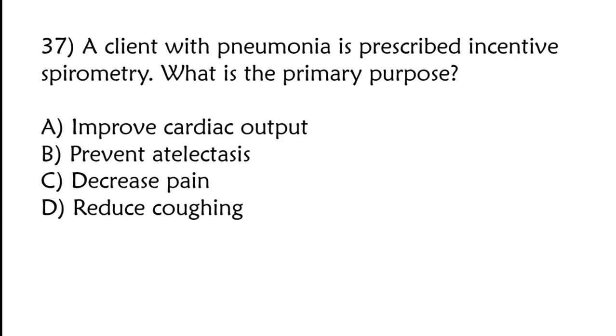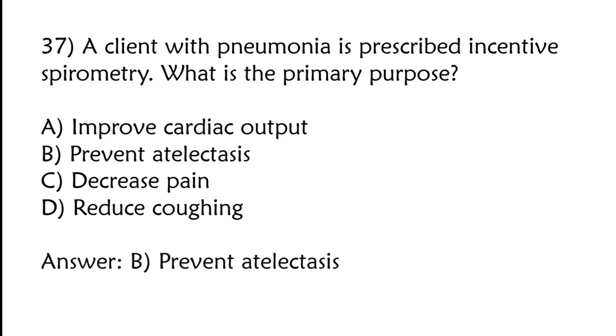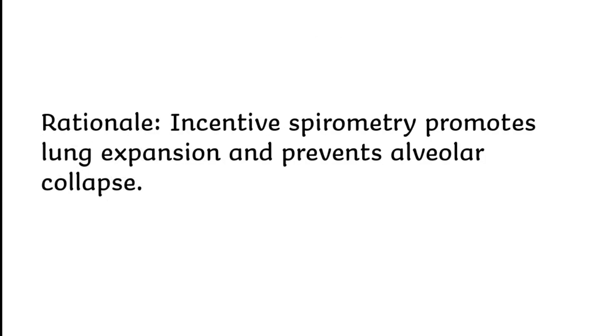A client with pneumonia is prescribed incentive spirometry. What is the primary purpose? Correct answer is B. Prevent atelectasis. Rationale: incentive spirometry promotes lung expansion and prevents alveolar collapse.